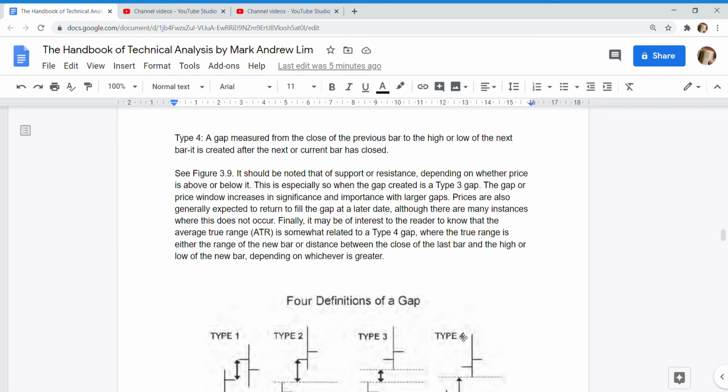The gap or price window increases in significance and importance with larger gaps. Prices are also generally expected to return to fill the gap at a later date, although there are many instances where this does not occur.